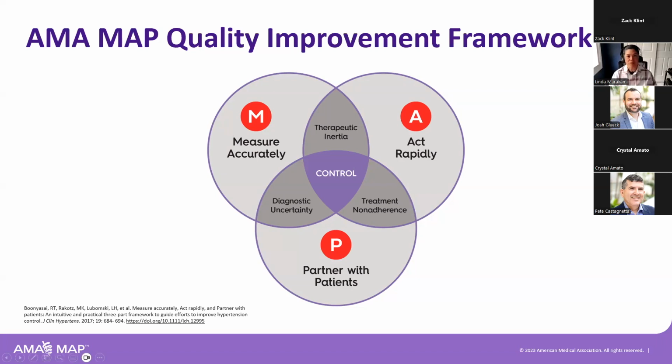Thank you, Zach. So in case you missed the overview webinar last week, I just want to let you know what MAP represents. M stands for measure accurately, A for act rapidly, and P is for partner with patients. And these are really the pillars for our program. For measure accurately, we're looking to obtain high quality blood pressure measurements that providers can trust and use to diagnose and manage hypertension. For act rapidly, we're looking to initiate and intensify evidence-based treatment. And partner with patients, we want to get our patients actively involved in the management of their hypertension. Our clinical team of improvement specialists work with sites on improving blood pressure control using this framework.